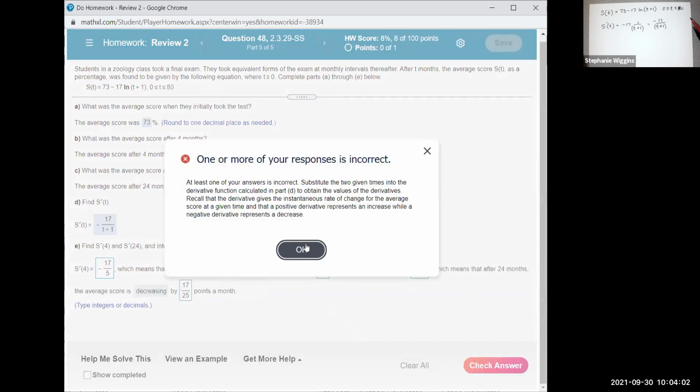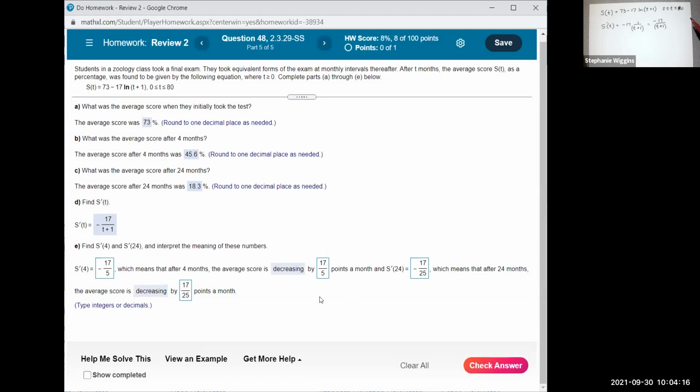Oh, I must have messed something up. I think it looks like simplify, because when I did it, I simplified it to a decimal answer. Oh, they want a decimal answer? Yeah. Okay, I'm not going to take the time to do that. The main point is that it's decreasing. If you were to enter it like this, I'd give you full credit. Oh yeah, type integers or decimals. I don't want to waste the time to do that, but if you put it in fraction form, I would give you full credit for that.